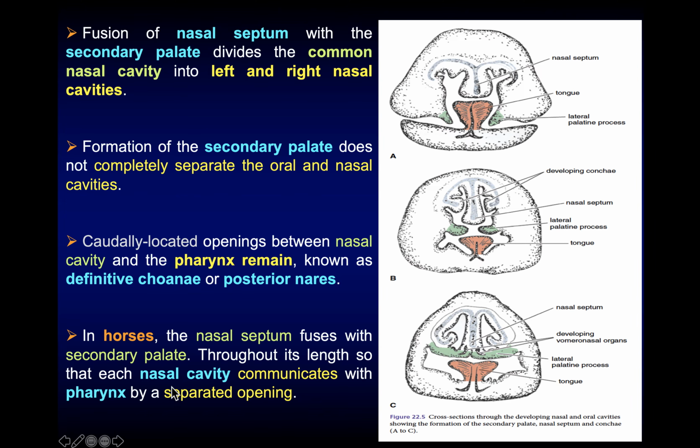However, in the horse, this is a very important thing, there is no caudal atrophy of the nasal septum. So each of these nasal cavities will communicate with the area of the pharynx by a separate opening. This is very important. There is no common area of the nasal cavity in the posterior portion of the nasal cavity in the horse, whereas in the other animals, we have this communication.